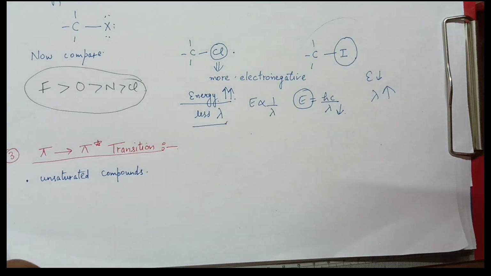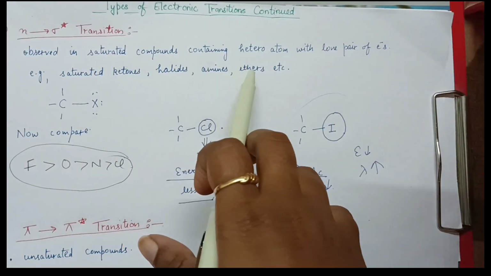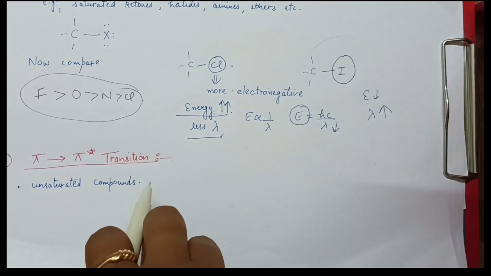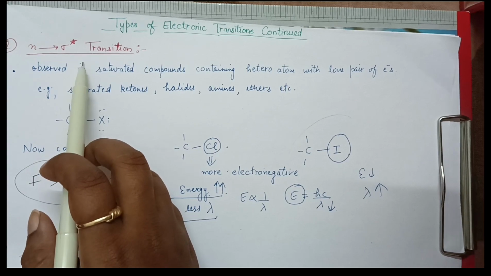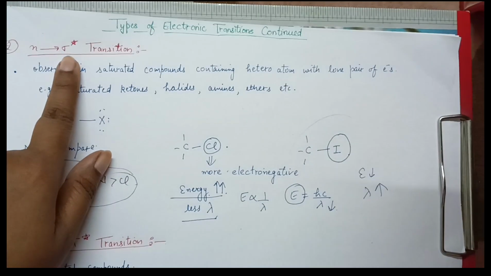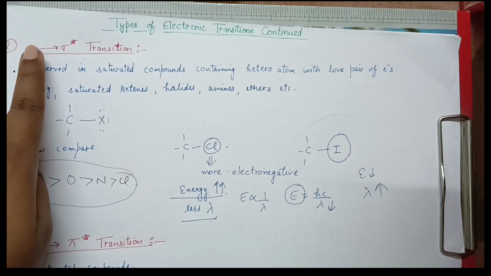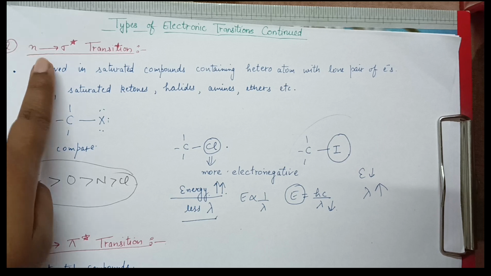We need not learn these things like n to sigma star is observed in saturated compounds containing heteroatoms with lone pair, and pi to pi star requires unsaturated compounds. The type of transition itself will tell you the type of atoms which will be present in a particular compound. For example, in n to sigma star transitions, you see we have n. n means non-bonding. So non-bonding electrons will be present so that we could see the n to sigma star transitions. If we want the non-bonding electron, that means we need the lone pair of electrons.